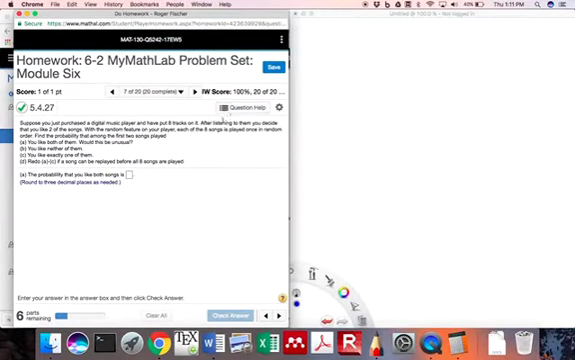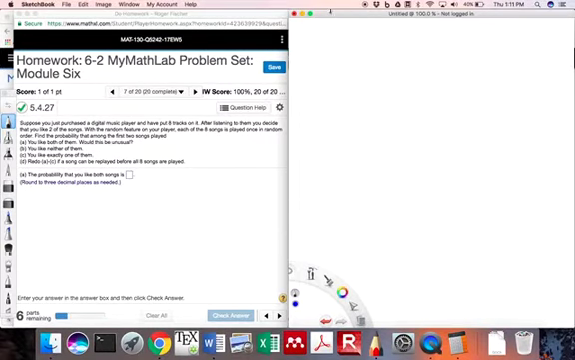This is going to be a great problem for solving with a tree diagram, and the cue to help you see that is that we've got 8 tracks and we're going to choose 2 of them. So this is a multi-stage experiment, and those are great candidates for tree diagrams.